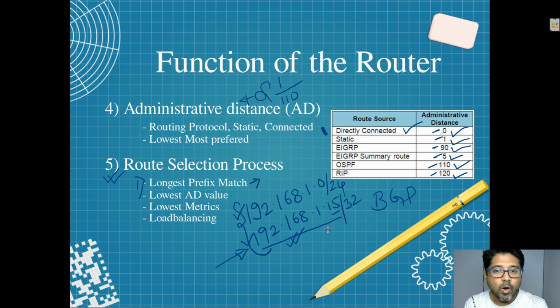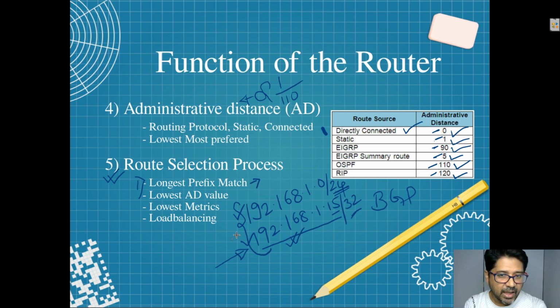So a higher number of bits, like a /32 subnet CIDR, is going to be more preferred than a super subnet or lower CIDR. The longest prefix match is the best because the maximum network ID is matched. So this is the first preference.